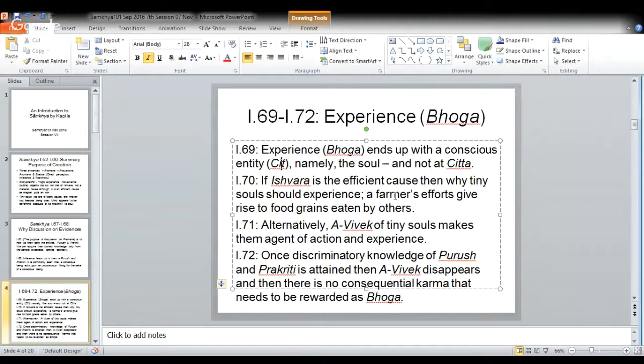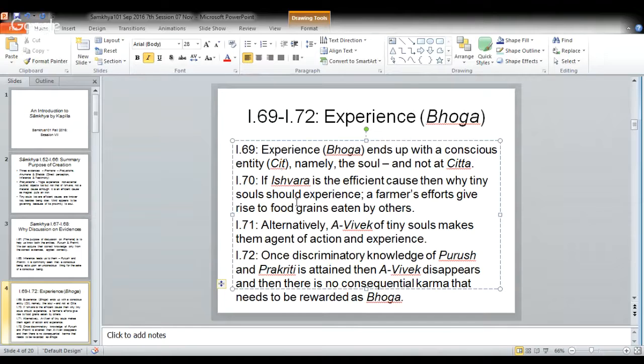Of course, in the world it happens. A farmer's efforts give rise to food grains eaten by others. The effort is made by the farmer, but the resultant produce is enjoyed by many other beings. So Kapil is trying to tell the layperson, your doubt doesn't have a locus standi. It shouldn't have been there because you do see in the world somebody, a carpenter, made a chair, but the chair is enjoyed by somebody else. So what is wrong if Ishwar created this universe and if it is enjoyed by tiny souls? What is the problem? There should not be a problem.